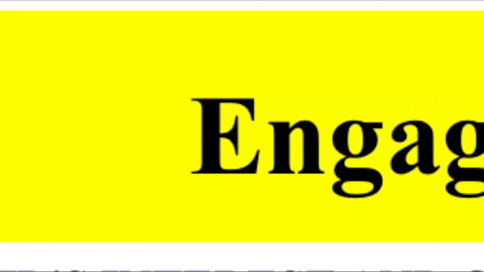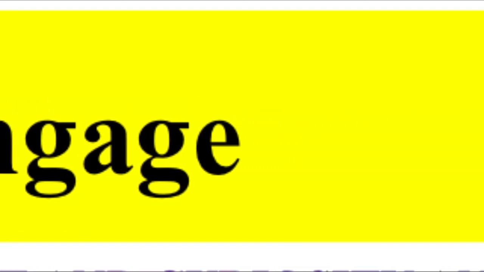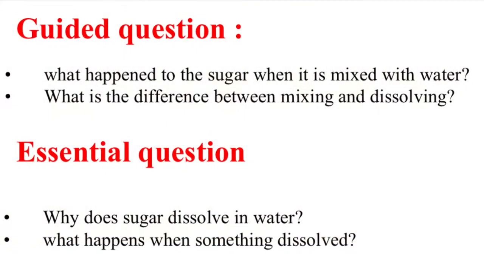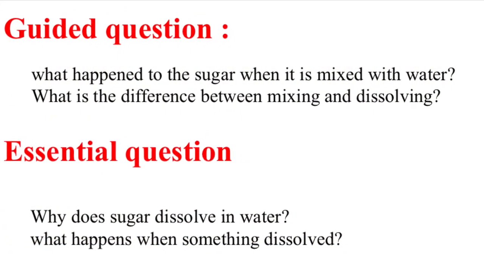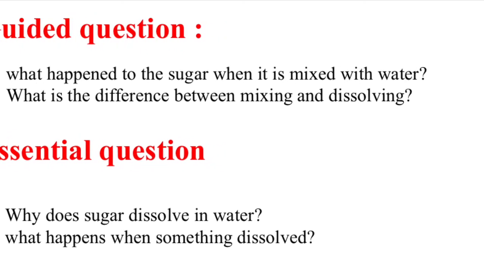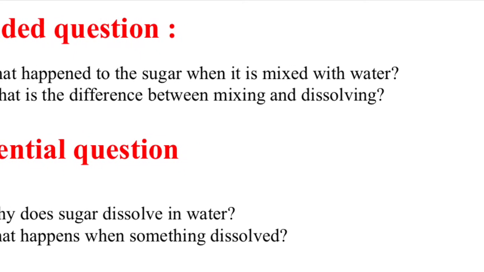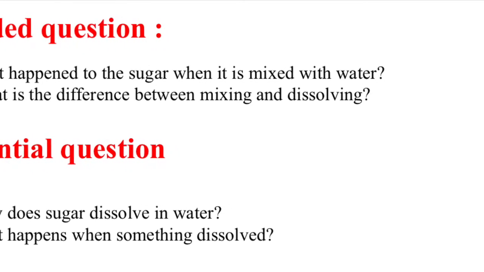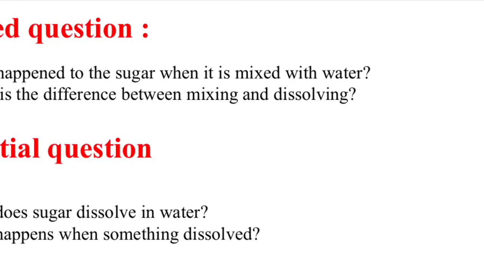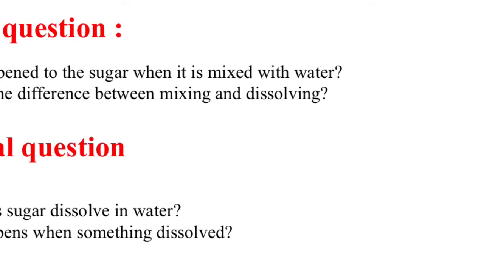The first part of the lesson is engaging students. We have to capture the kids' interest and curiosity and have them focus on the task. We can find out their prior knowledge with guiding questions like what happened to the sugar when it's mixed with water, and what is the difference between mixing and dissolving. However, there is an essential question. It's not direct. They need to know more about the topic so they can answer, like why does sugar dissolve in water and what happens when something dissolves.